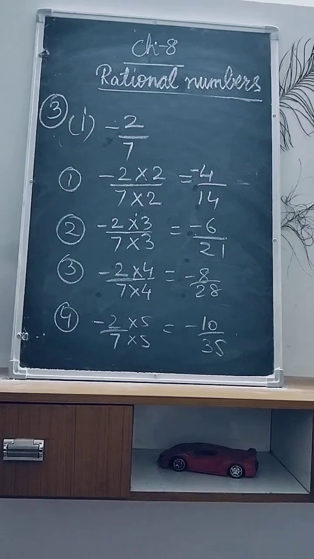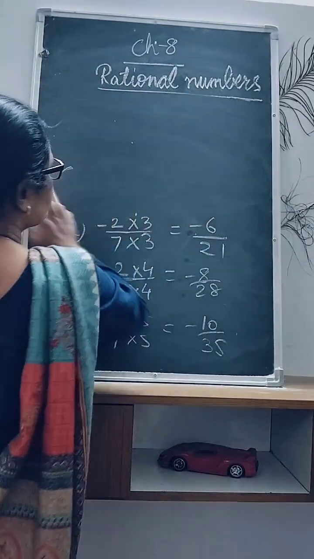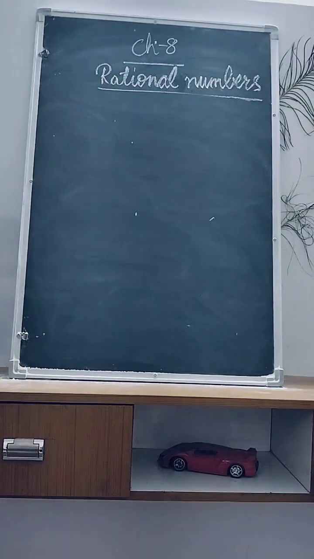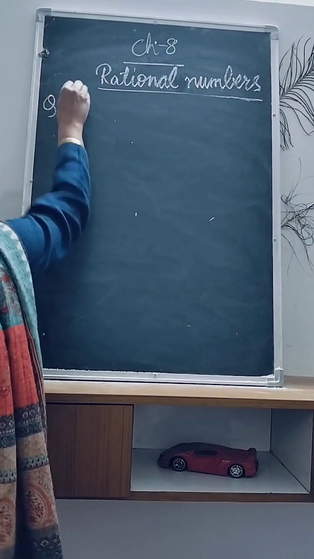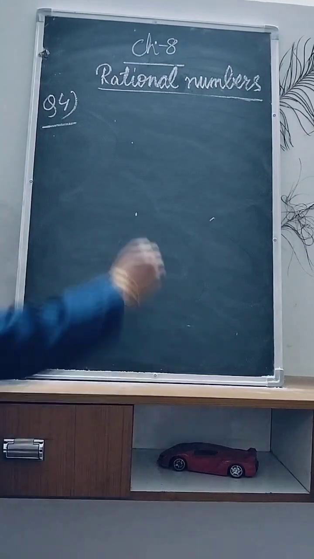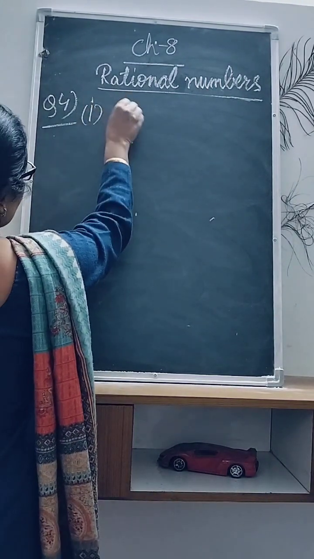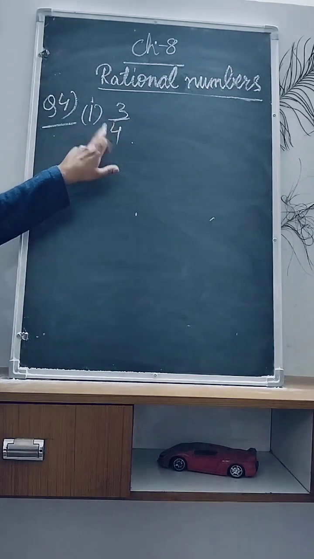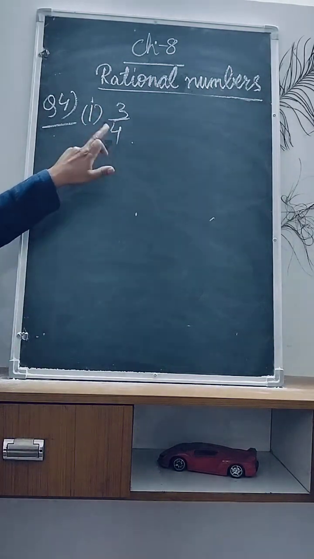Now let us do question number 4. What we are given is, draw the number line and represent the following rational numbers on it. Okay, we have to draw a number line. If you see, the first rational number is given to us to be positive. If there is no sign before it, it means it is a positive rational number. Then next you have to see the denominator. What is written in the denominator?